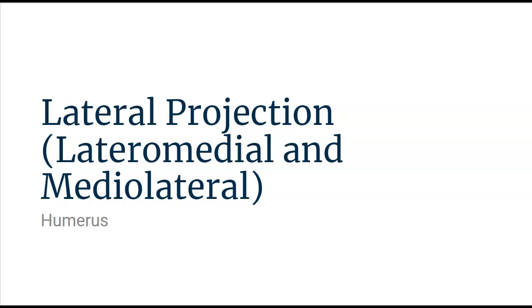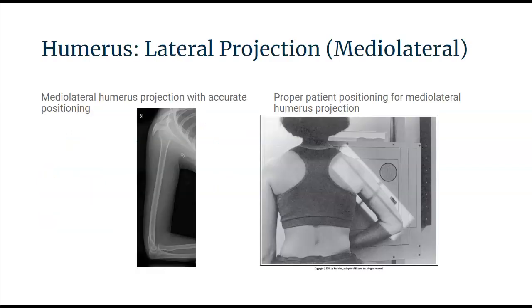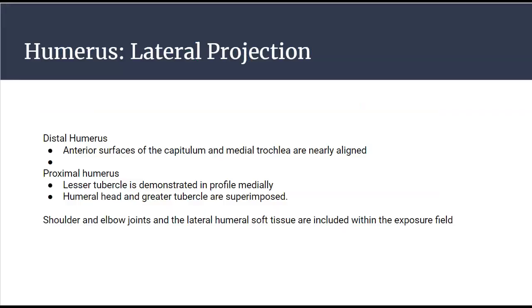Image analysis guidelines for the lateral projection state that for the proximal humerus, the lesser tubercle is demonstrated in profile medially. The humeral head and greater tubercle are superimposed. For the distal humerus, the anterior surfaces of the capitulum and medial trochlea are nearly aligned. The shoulder and elbow joints and the lateral humeral soft tissues are all included within the exposure field. I have included the image analysis guidelines for you.